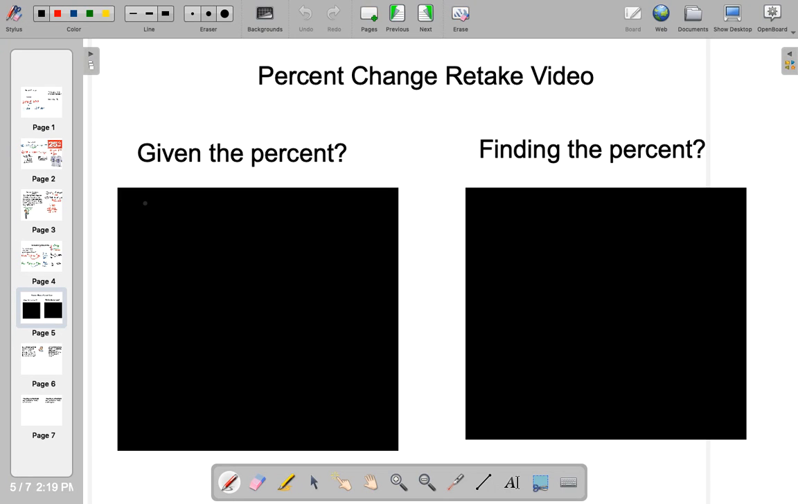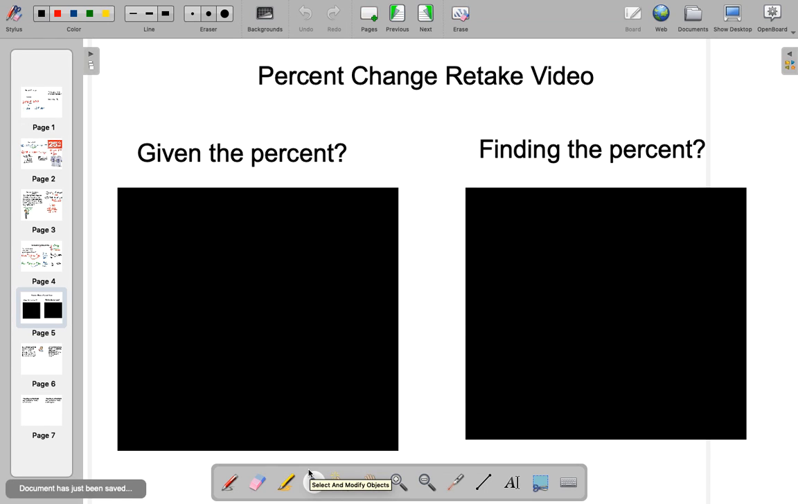Hello, everybody. This is the retake video for percent change. So if you have not watched the original video on this skill, make sure you go back and watch that one first.